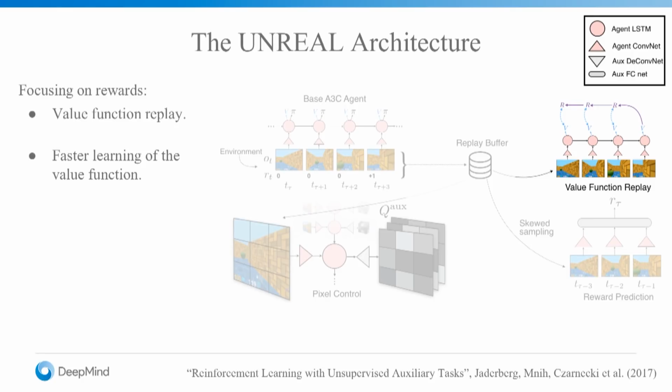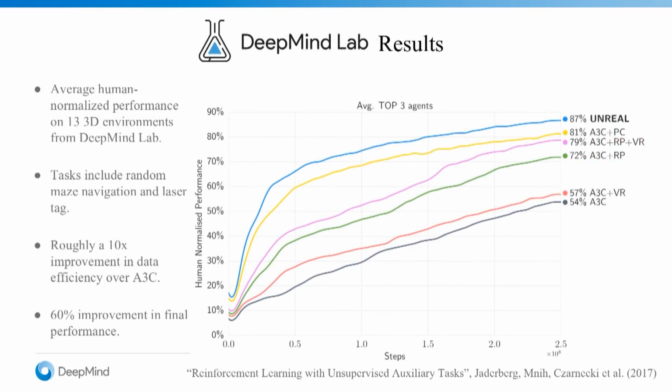So overall, your three tasks basically help you learn visual features that help you control different aspects of the environment, visual features that are more predictive of short and long-term reward. And overall, this should give you a representation that makes it easier to solve the real task. So we tested this on a bunch of 3D environments from the DeepMind Lab, which is open source and everyone can use it.